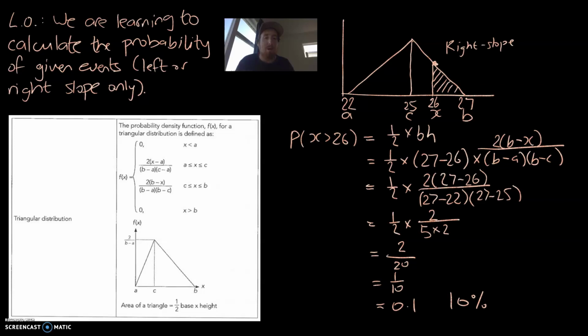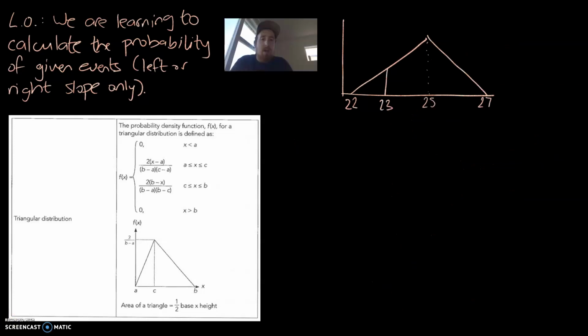I'm then going to clear the working, and we're going to move on to a left slope question with a bit of a twist. Okay, I've drawn the triangle for our next one. It does resemble what we did in the earlier question, and this time around we've been asked what is the probability of the bus wait time being above 23. So that's that shaded area there.